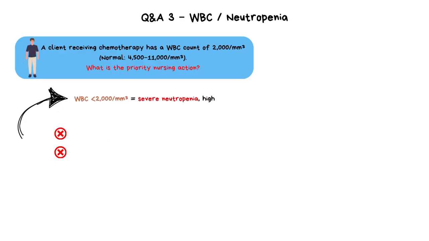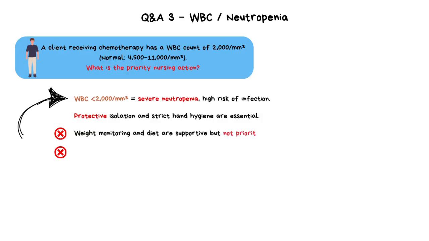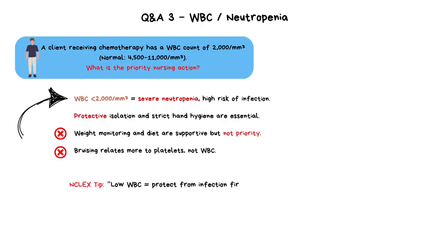Rationale: a white blood cell count below 2,000 is severe neutropenia and signals extreme risk of infection. Protective isolation and strict hand hygiene are the priority interventions to keep the client safe. Why not the others? Monitoring weight or diet are supportive, but not urgent. Bruising is more closely related to low platelet counts, not white blood cells. NCLEX tip: remember, when WBCs are dangerously low, the nurse's first job is to protect from infection.